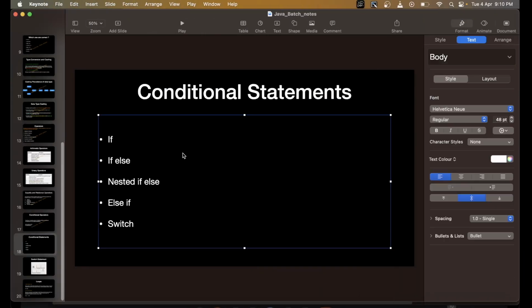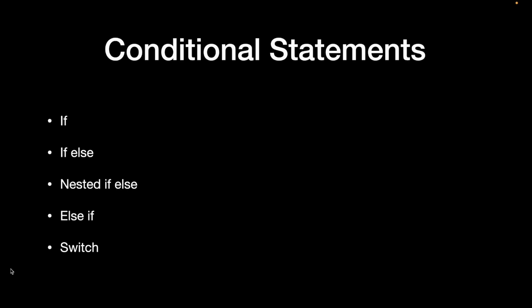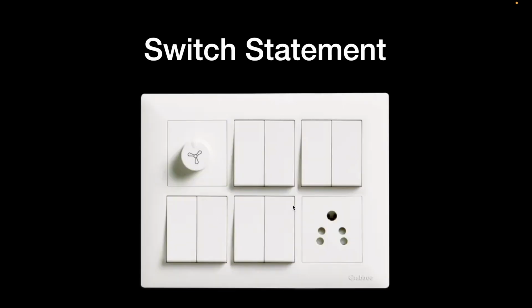Keynote. Okay, so here, see, all these things are done, the switch statement. Now if I go to the next slide, see here, switch means what? We have the switchboard, right? And in the switchboard, if you see, we have different buttons here. For each button a dedicated task is there.